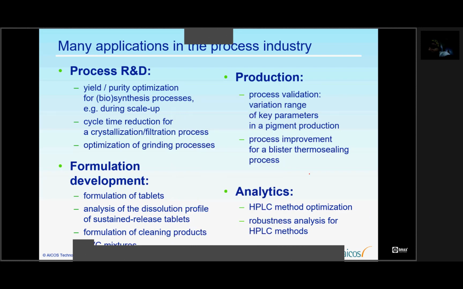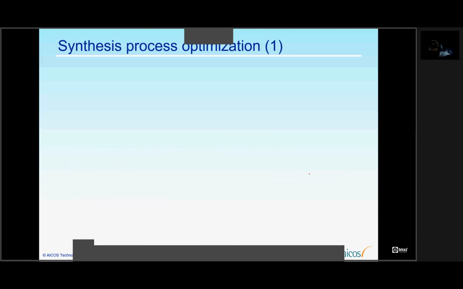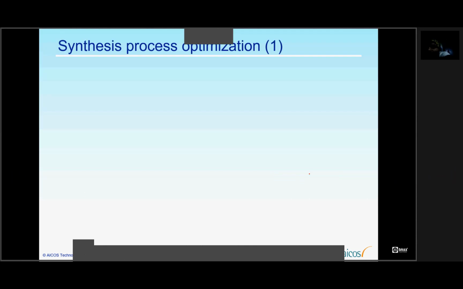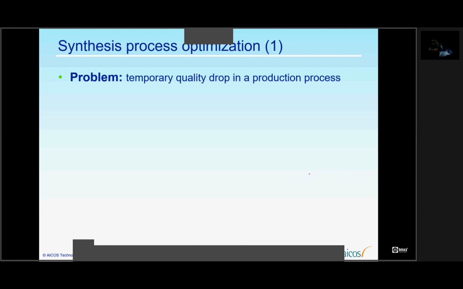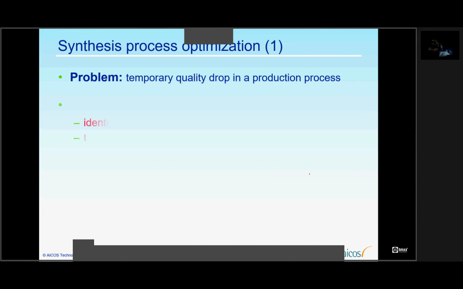So after having said this list, let's go on with an example of synthesis process optimization here. And I'd like to present you this application, which was related to a quality drop in a running production process. So actually the process was already running, so it was a critical situation.